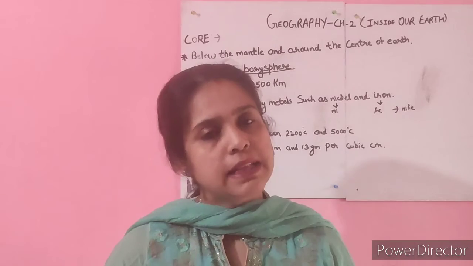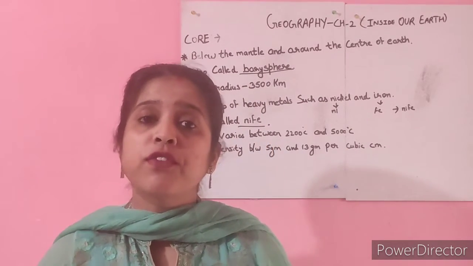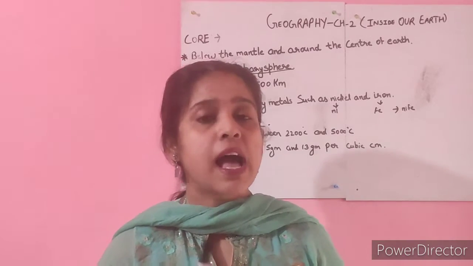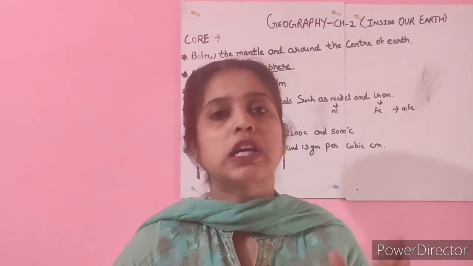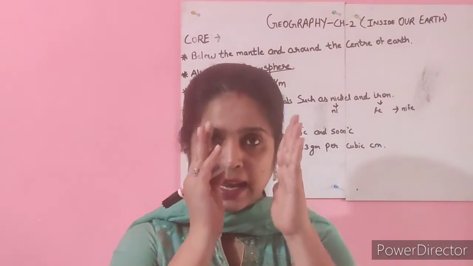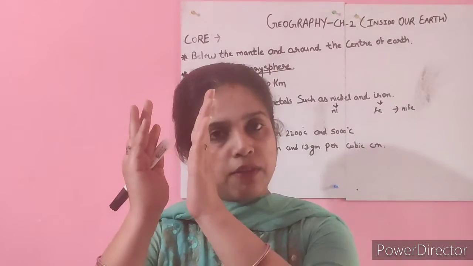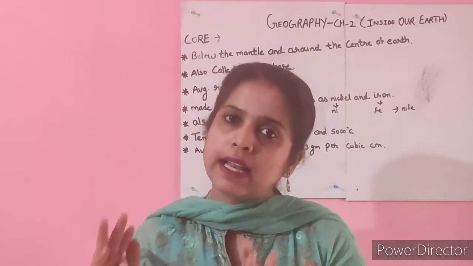Clear? Also known as barosphere. Average radius 3500 kilometer. It is made up of which heavy metals? Iron and nickel. Now therefore, it also got a name NiFe. NiFe means Ni for nickel, Fe for iron. When we combine these two, we get NiFe.